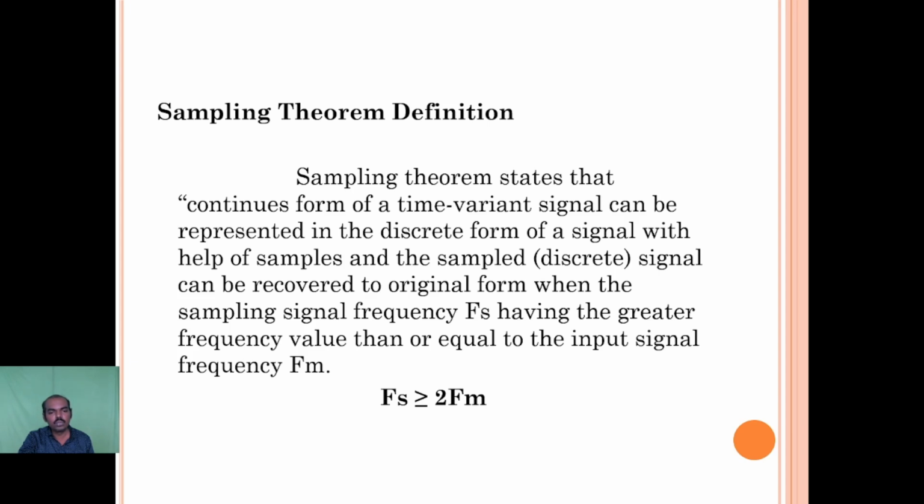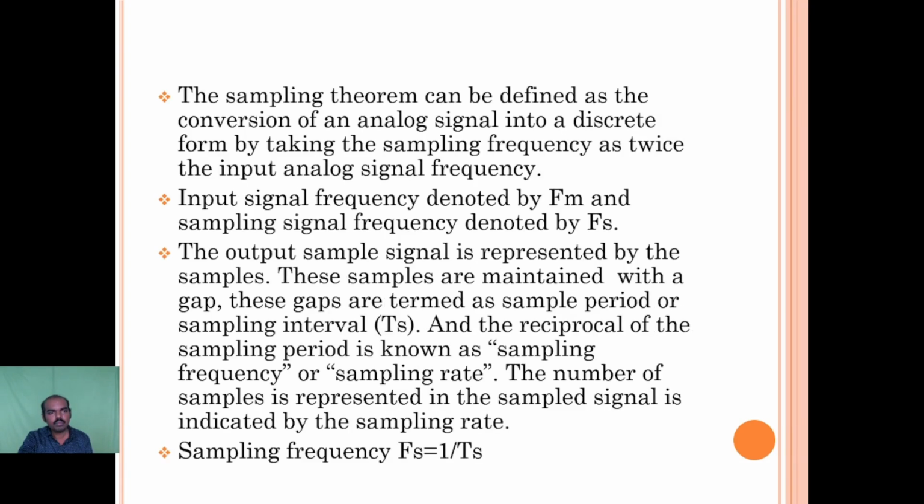Here we used two terms, Fs and Fm. Fs is nothing but sampling frequency. Fm is nothing but the input signal frequency. Here the most important condition is Fs is greater than or equal to 2Fm. It's the sampling theorem condition.